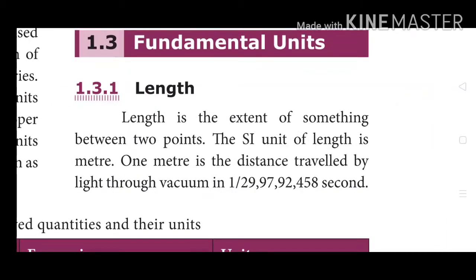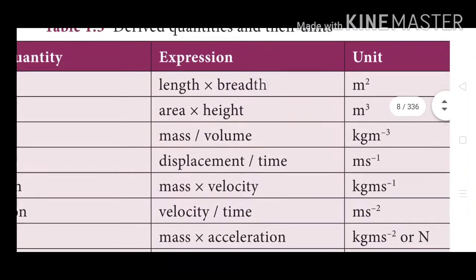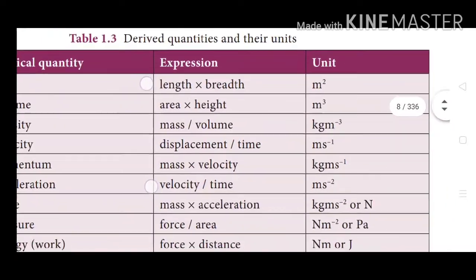1 meter is the distance travelled by light through vacuum in 1 by 29,97,92,458 second. Now we'll move on to the table.